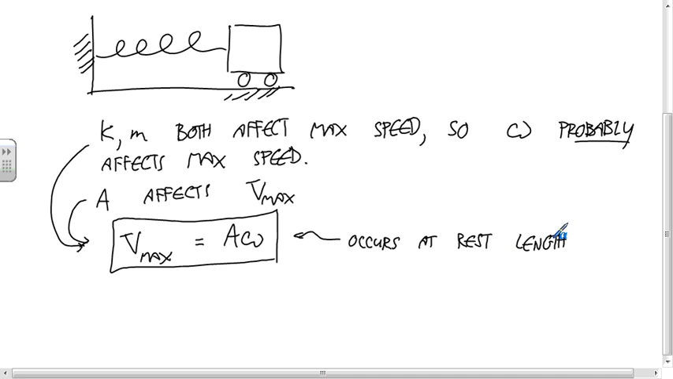And another way to say that, what's the p-value at the resting length? 0, right. So we just always choose our 0 position to be at the spring's resting length. So p equals 0 always represents that. Okay, and then besides calculating the maximum speed, we can also calculate the speed at any given position.